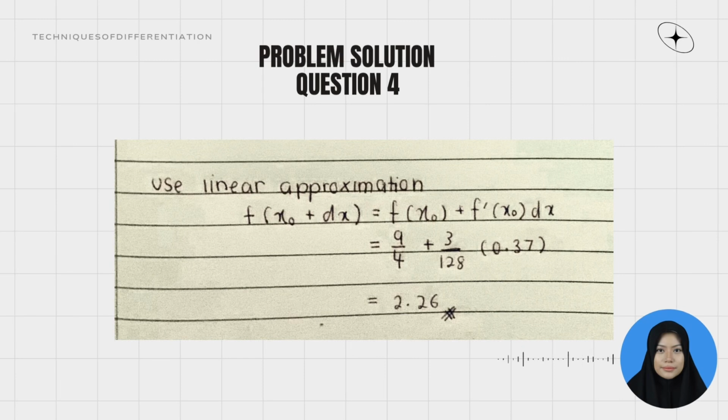Lastly, we use the linear approximation formula f(x naught plus dx) equal to f(x naught) plus f prime of x naught times dx, where f(x naught) is 9 over 4, plus f prime of x naught is 3 over 128, multiplied by dx, which is equal to 0.37. So the final answer is 2.26.